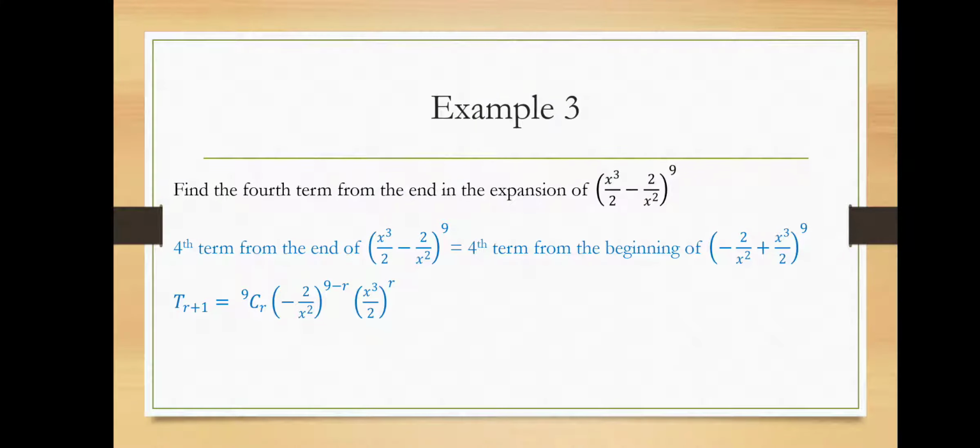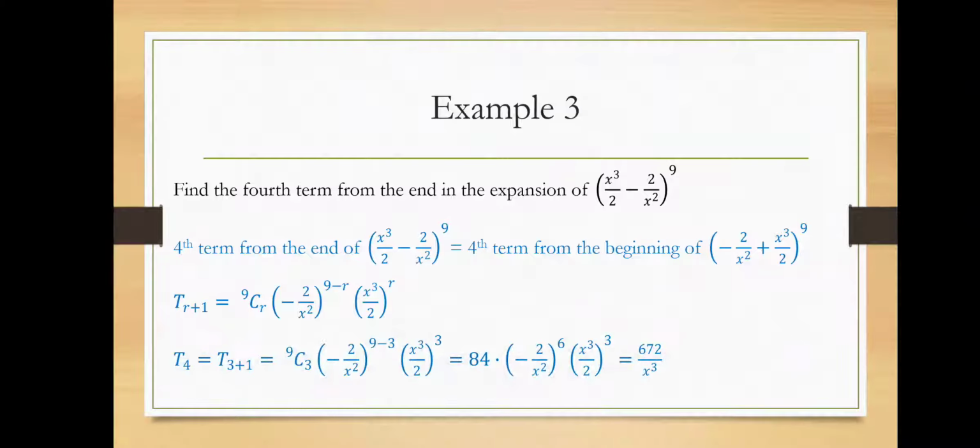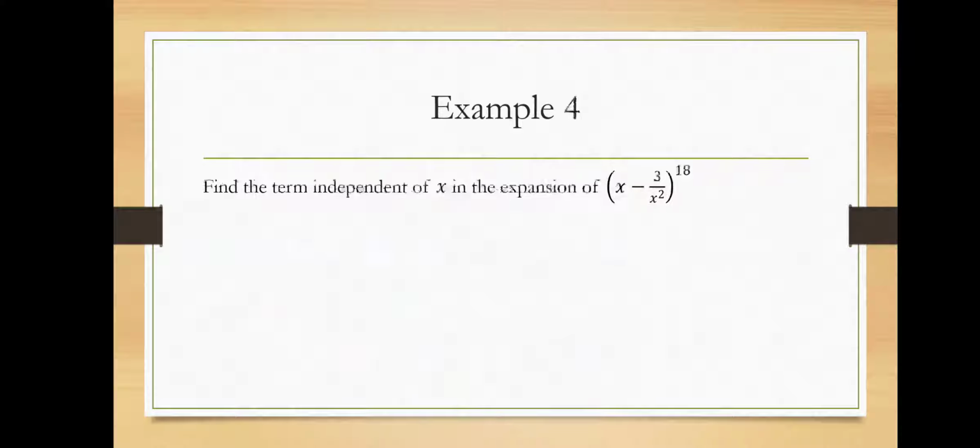Now let me put the value of r as 3, because I want the fourth term, so therefore r should be 3. So if I put r as 3 and calculate, after all the calculation that I do, then the fourth term from the end of the original expansion is 672 by x cube. Fine. Now let us move to number 4.